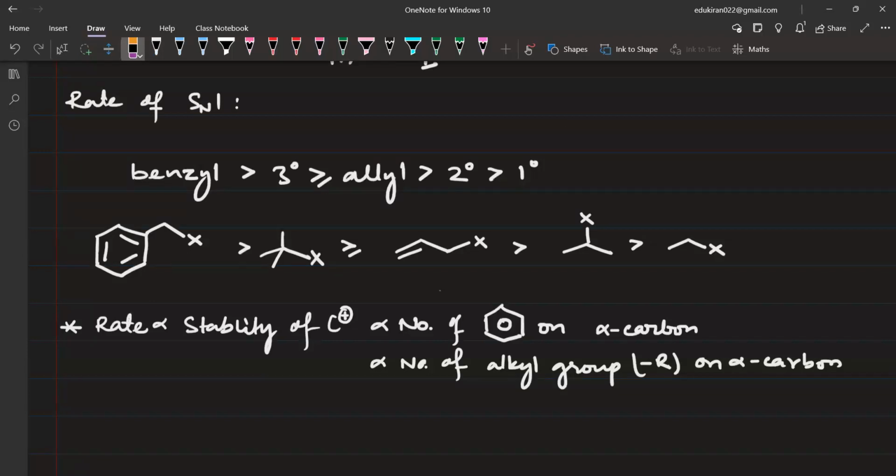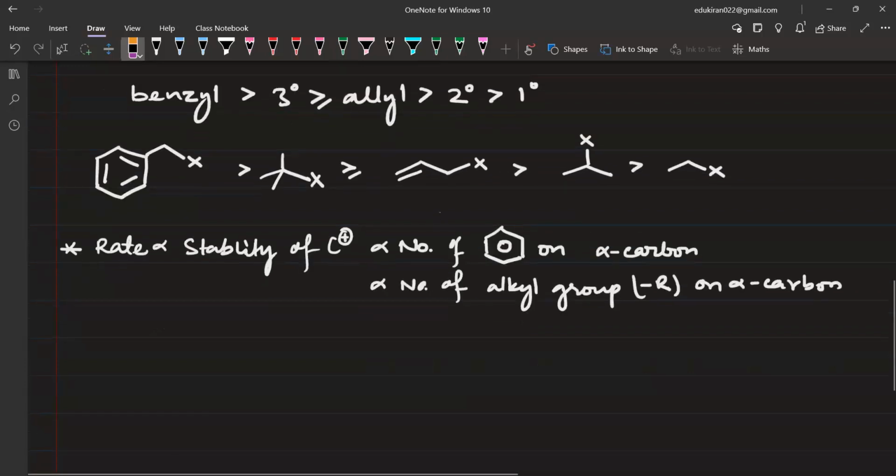Is this clear? Yes or no? Please tell me, guys. Yes, sir. ठीक है, Yes, please sir. Write this down, these 2 points, and then write this question.